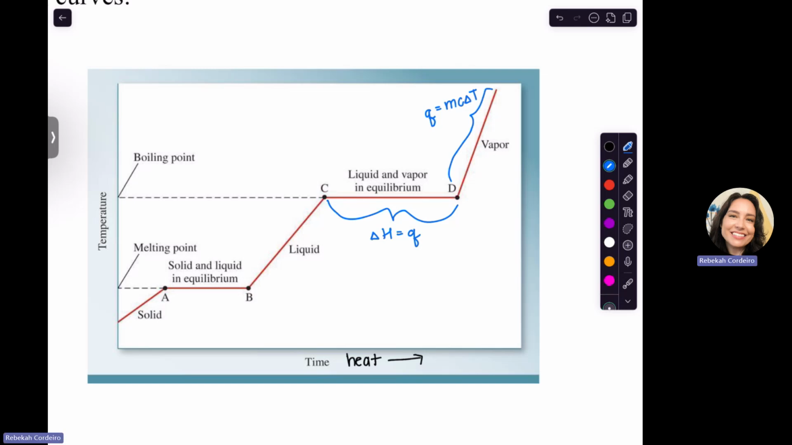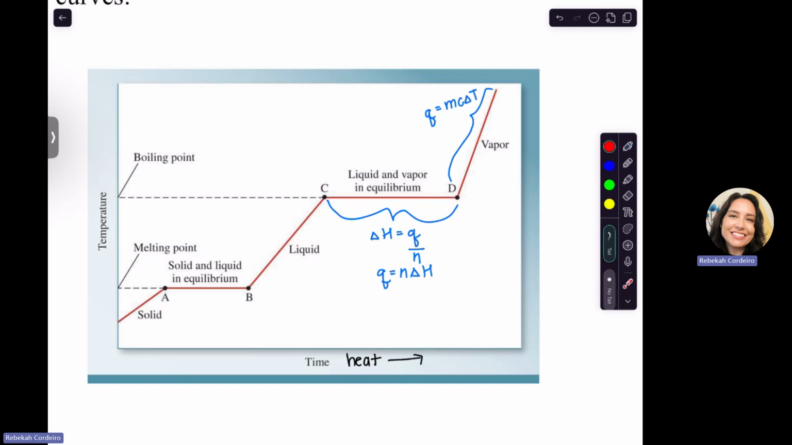But just make sure you're looking at your units. So for example, if this is kilojoules per mole, then your Q is only in kilojoules. You'd have to divide it by moles to get that. So we could do Q over n, and then Q is equal to the moles n times the delta H. And that's going to be for both of those flat lines.